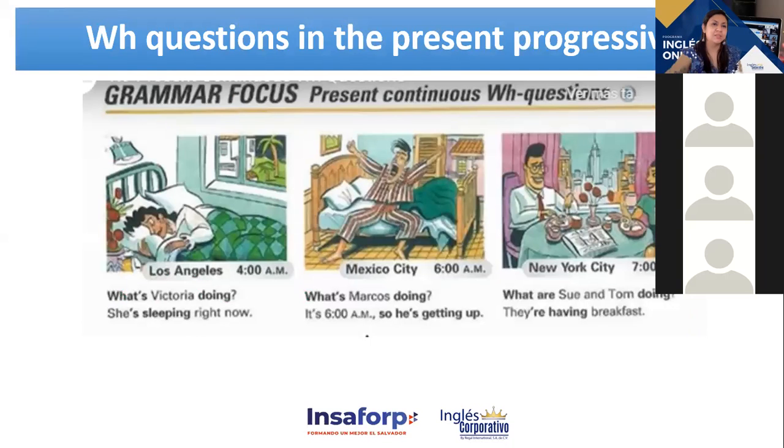We have some examples here, like in this picture, Los Angeles, 4 a.m. What's Victoria doing? She's sleeping right now. But it's 6 a.m. in Mexico City. What's Marco doing? It's 6 a.m., so he's getting up. And it's 7 a.m. in New York City. What are Sue and Tom doing? They are having breakfast. Exactly.